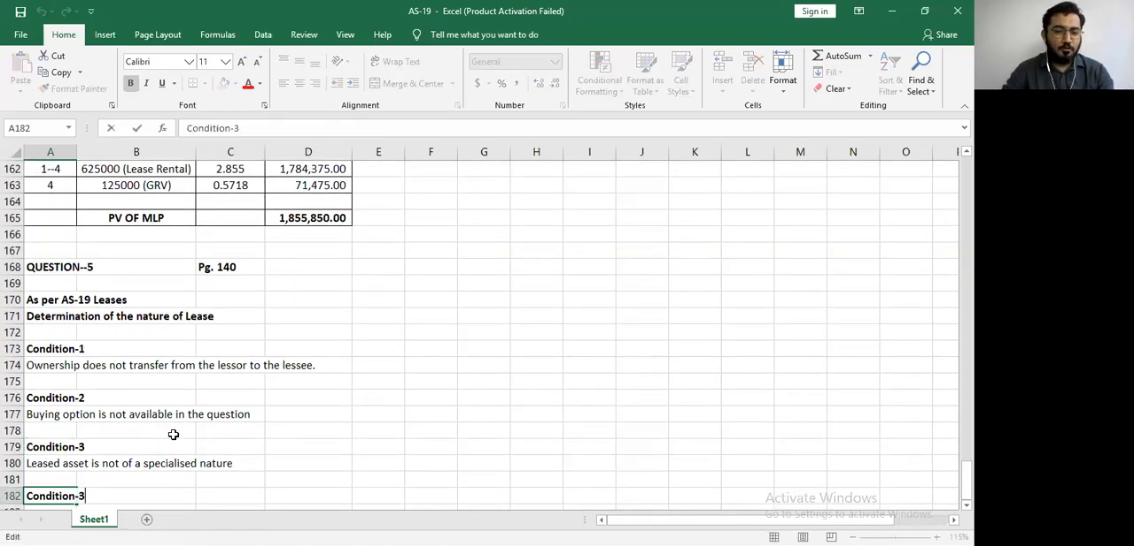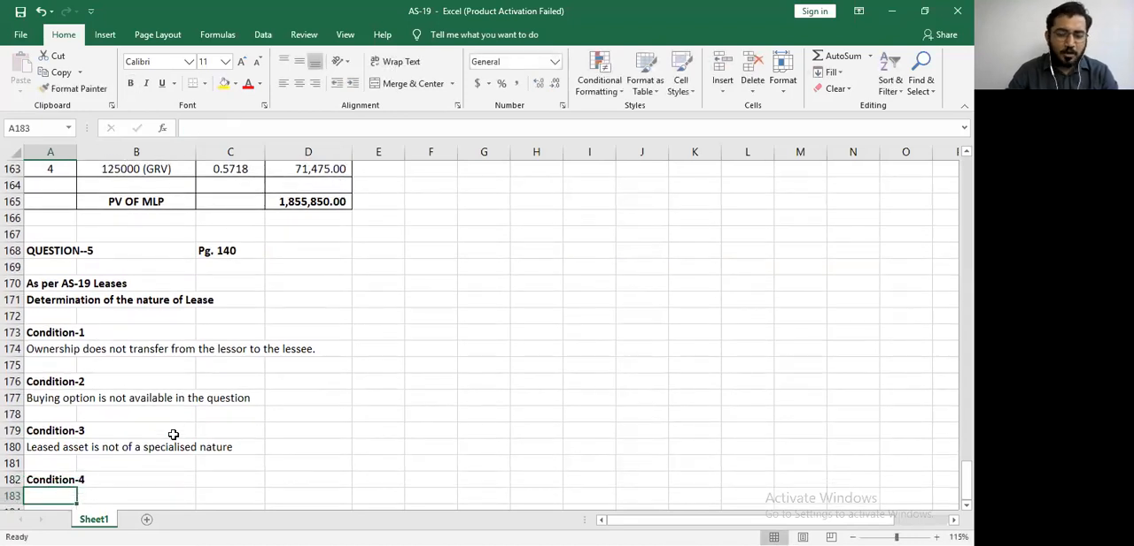Okay. Fourth point, lease is non-cancelable. ऐसा कहीं पे दिया हुआ है lease is non-cancelable in the question? Please check and tell me. ऐसा कहीं पे दिया हुआ है lease is non-cancelable? Not given. So fourth condition also not satisfied. Lease is not non-cancelable.